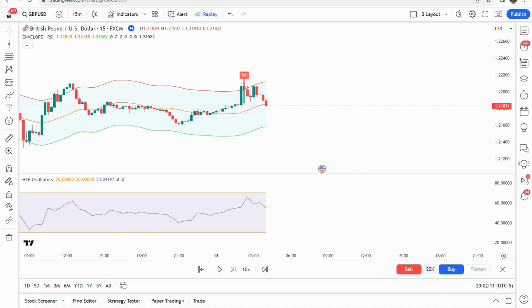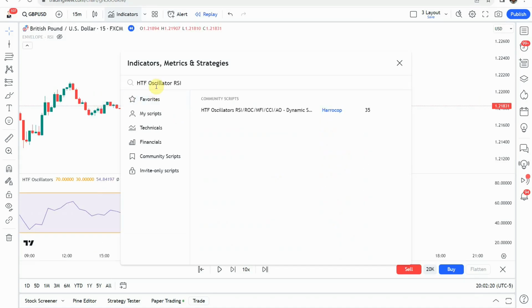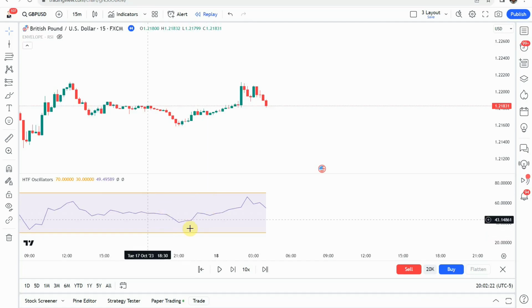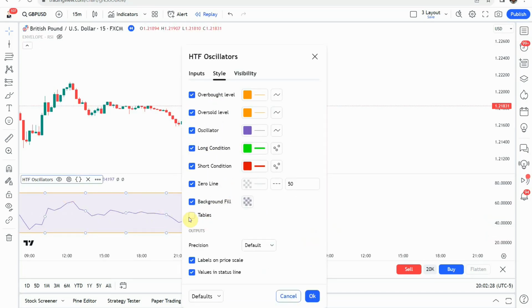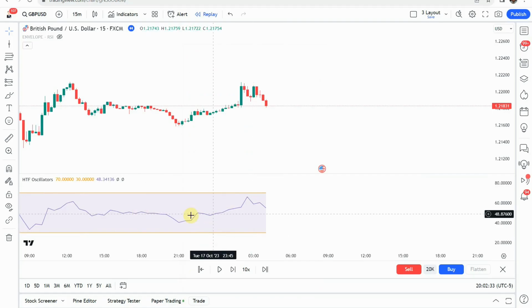So the first indicator that you are going to put on screen is going to be the HTF oscillator. It'll be this one right here, and it'll look like this, similar to it. If you go into the style and you turn off the table, that's the only difference that we made. And so we'll uncheck the tables, and then it'll look like this right here.